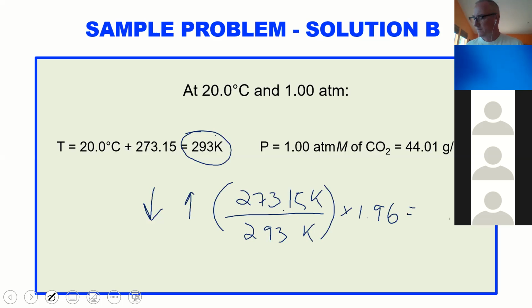So what do we get for this? What's our new density as the temperature goes up? 1.82 grams per liter. I got 1.83, but okay.